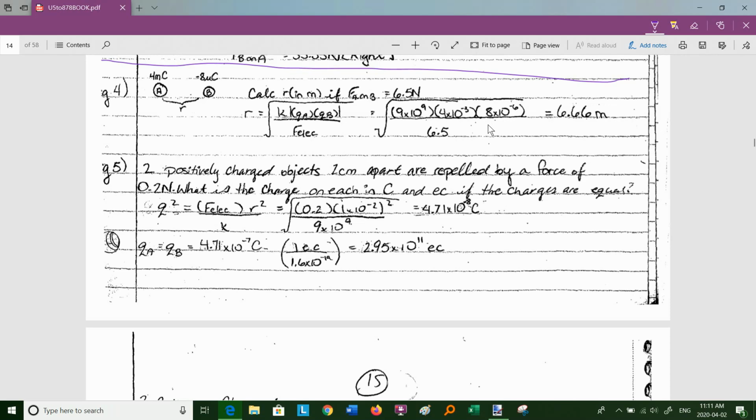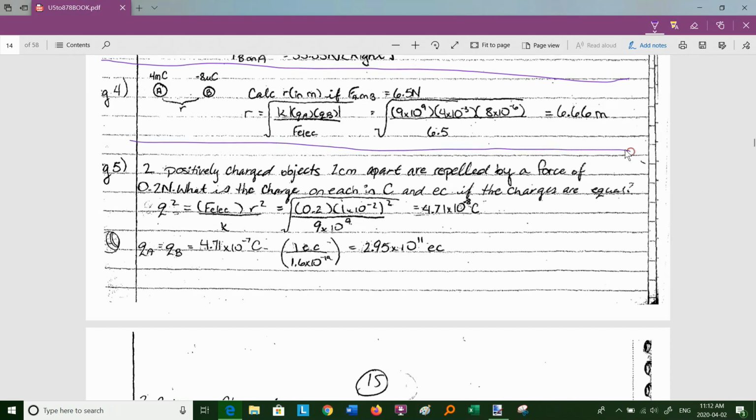As an aside, sometimes lowercase k isn't given as 9 by 10 to the 9 newton meters squared per coulomb squared. Rather, it is given as 2.3 by 10 to the -28 newton meters squared per elementary charge squared. But that one is not used as often. Okay, on to the next example.